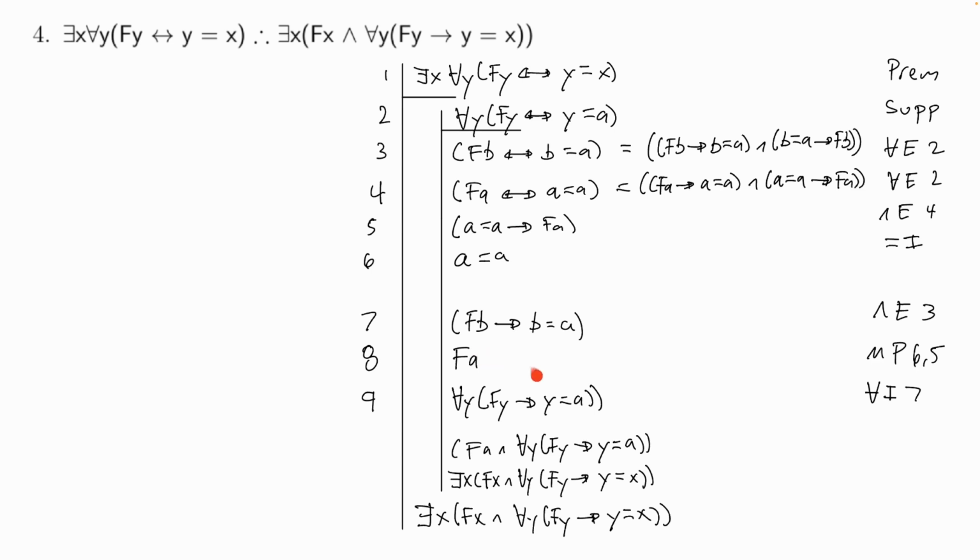Now we have Fa, and for all y, if Fy, then y equals A. We can conjoin them to get line 10. And then it's just existential introduction on line 10 to get line 11. And then it's existential elimination on lines 1 and the subproof from 2 to 11 to get our final conclusion back into the home column.